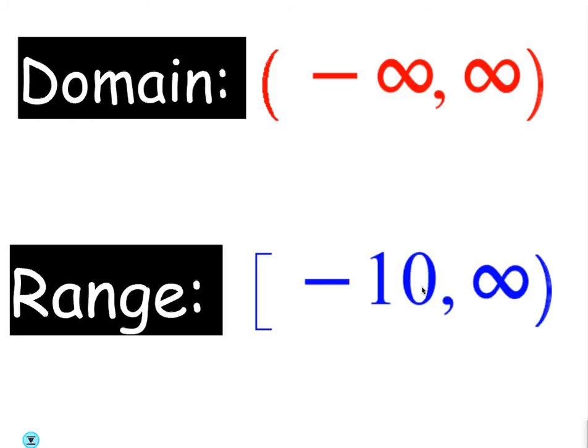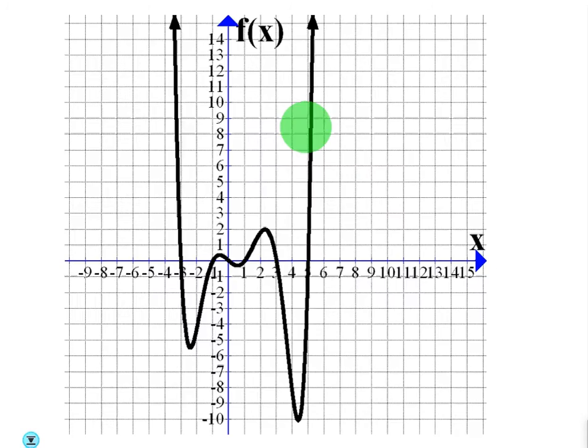Why is there a bracket around negative 10? Because it does touch at negative 10. In fact, it looks like it goes a little bit lower, but sometimes graphs look that way, but it doesn't actually go lower. All right, next, can somebody tell me where this graph is increasing?